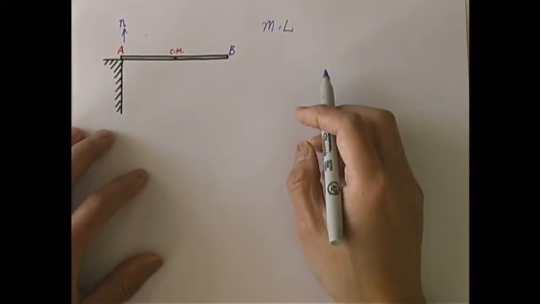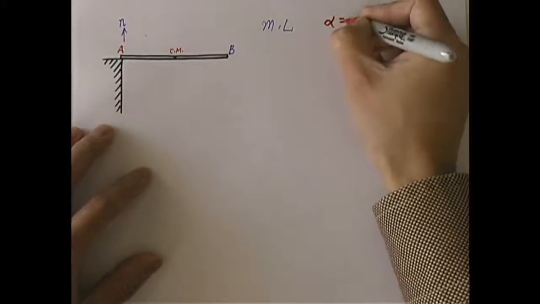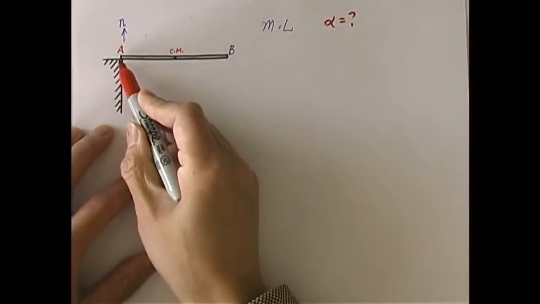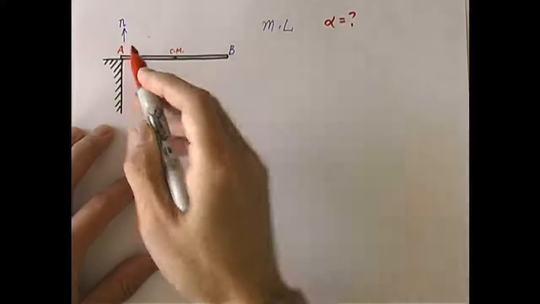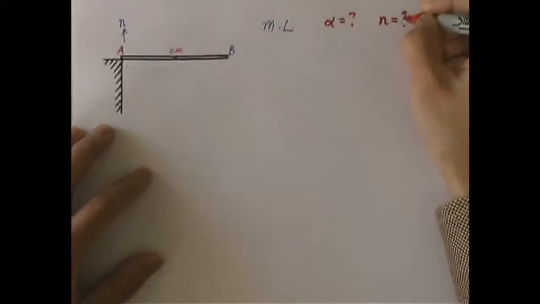What I want to know is, at this particular moment, what is the value of alpha? You know it's going to rotate about point A, right? What is the value of alpha? And also I want to know, at this moment, what is the supporting force N? What is N equal to? At the moment you let go of it.